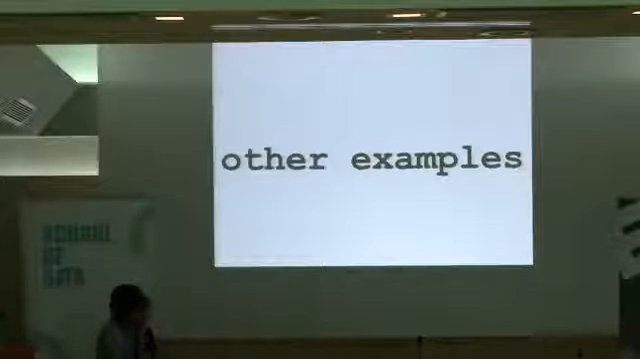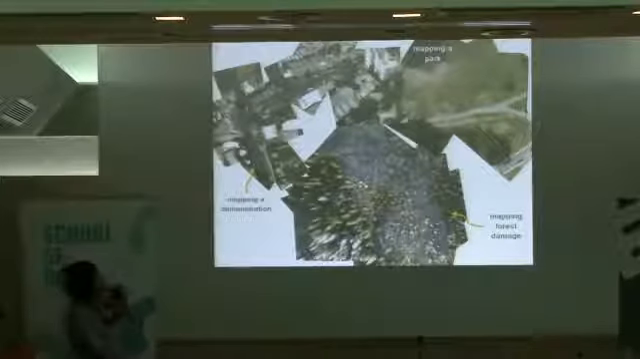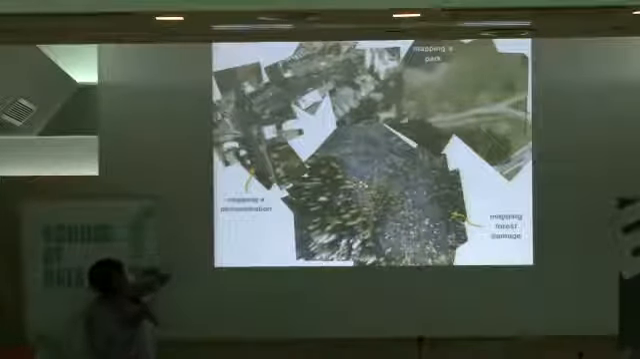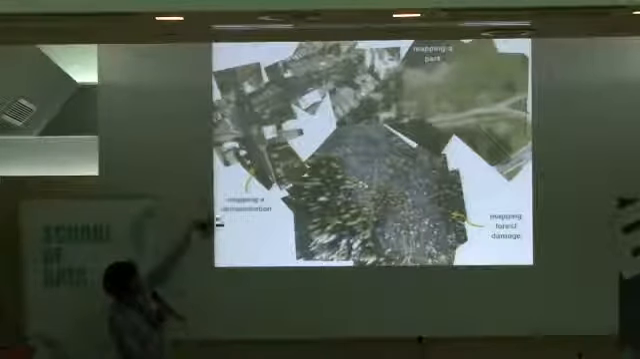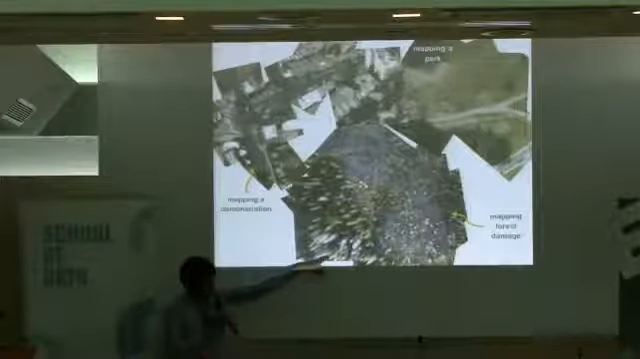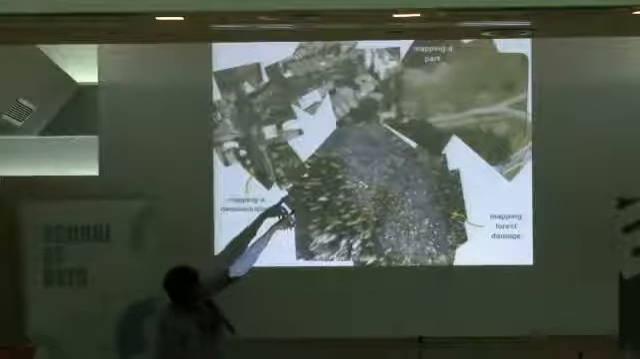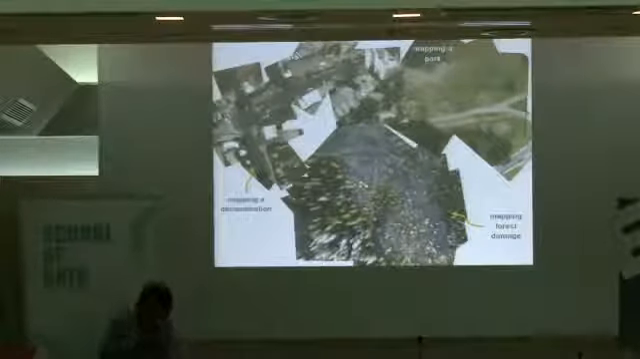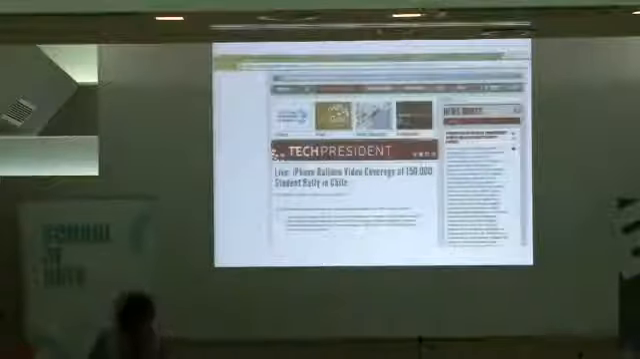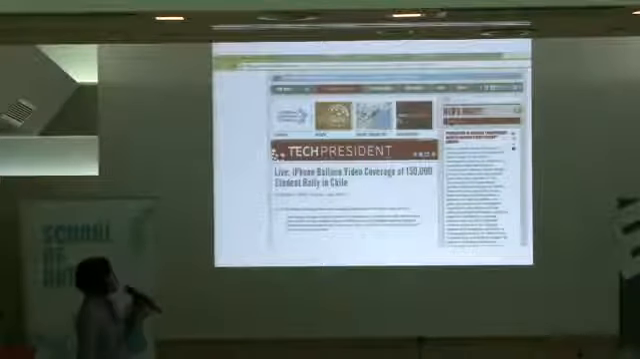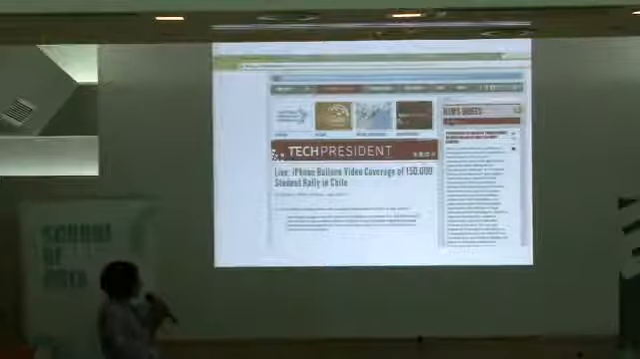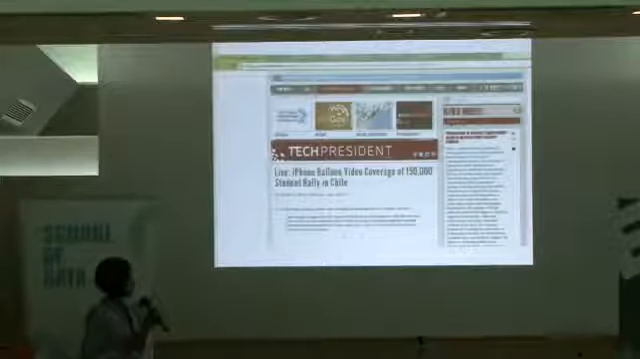So we have just a few brief other examples. A camera attached to a balloon following a demonstration, or forest damage, or land use mapping. So here's an example of a parade in Israel as well. You can see the line of the map. An iPhone was also attached to a balloon, and it took video coverage of 150,000 students in a rally in Chile.